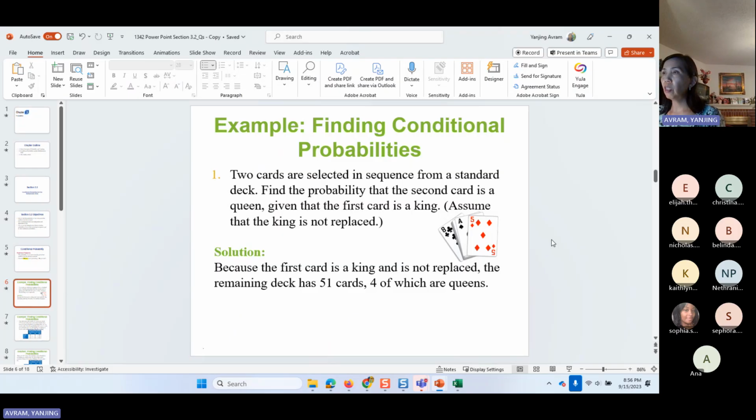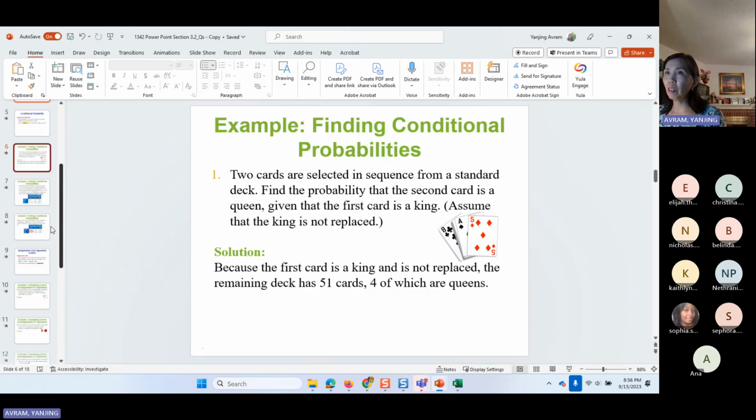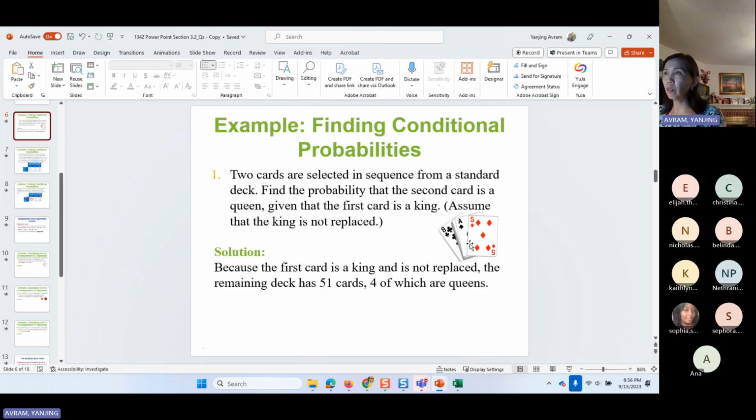All right, so let's see how we find this type of probability. In this chapter, you have to read the question very, very carefully. Two cards are selected in sequence from a standard deck. What is a standard deck here? A standard deck usually doesn't include jokers. Some people say, I never play cards, do I have to do this kind of question?